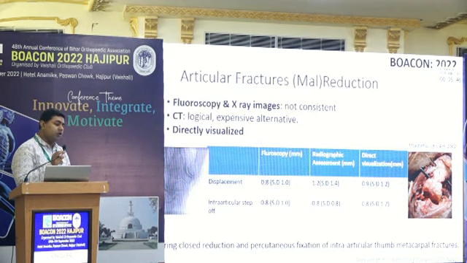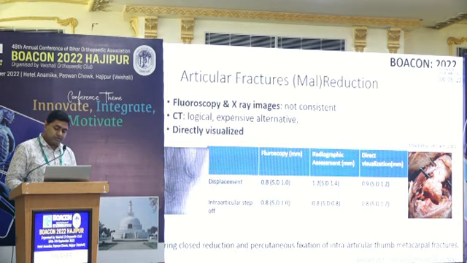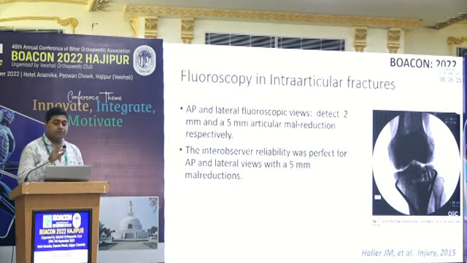If we talk about articular malreduction, how much can we see with the fluoroscopy? Actually, digital X-ray is better than this, as the literature says, and even CT is better than fluoroscopy. And direct visualization, if we can see the joint with our own eyes, that is best, which is supported by the literature.